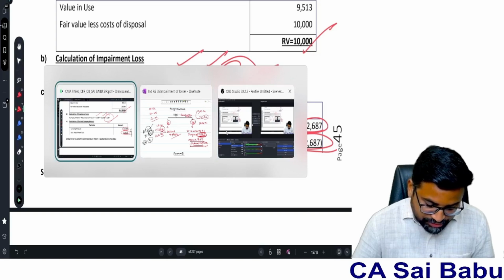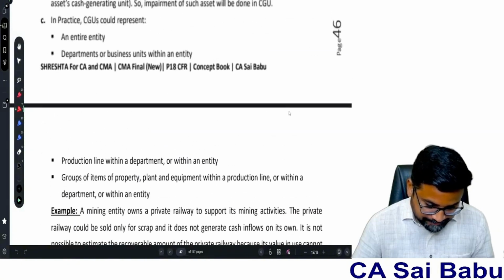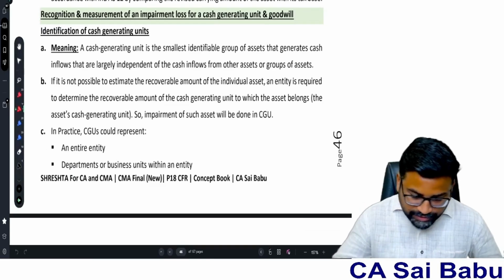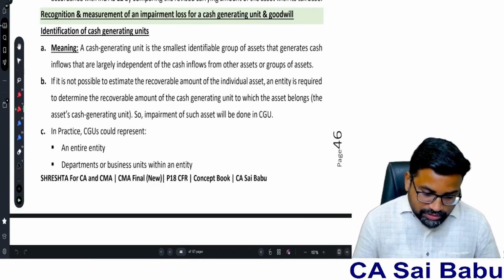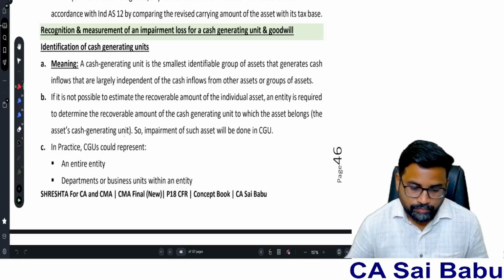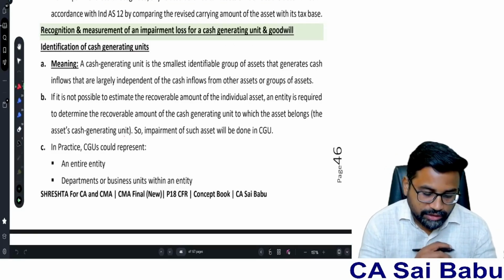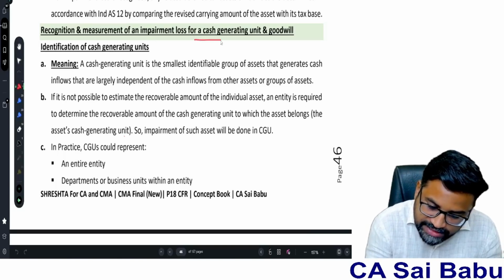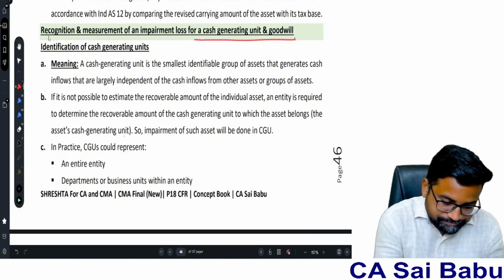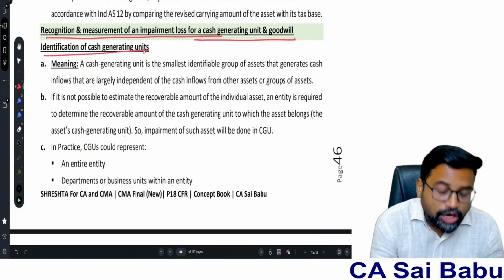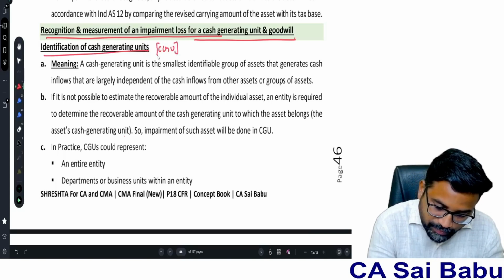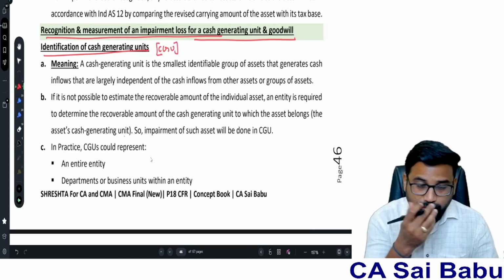Now, next what we need to discuss is the remaining concepts of this standard. Now next in this standard we need to discuss cash generating units. The next area of discussion in Ind AS 36 is recognition and measurement of impairment loss for cash generating unit and goodwill. So first of all, how to identify cash generating units? So the CGU concept, sir. What is this CGU concept all about?